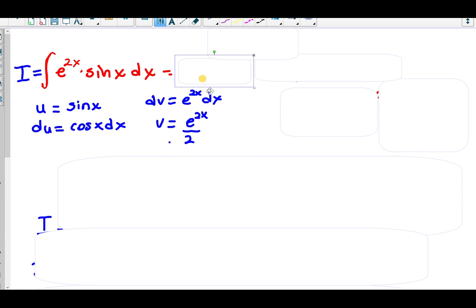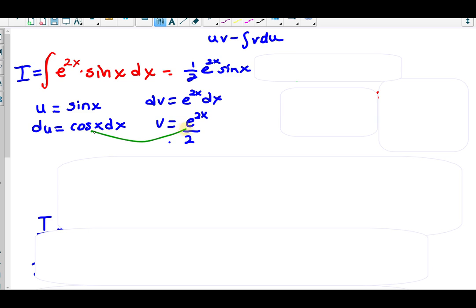And applying the integration by parts formula, which is uv minus the integral of v du. Beginning with u times v, it'll be sine x times e to the 2x over 2. I pull the 1/2 up front, minus the integral of v du. So minus, you multiply these two together under an integral sign. When I do that, I usually like to pull out any constants, like 1/2 in this case. And within the integral sign, I'm going to have e to the 2x times cosine x dx.